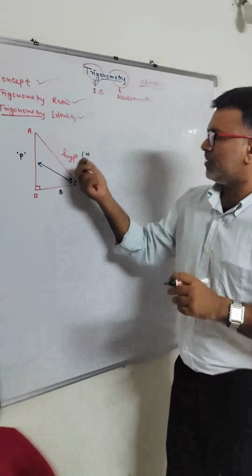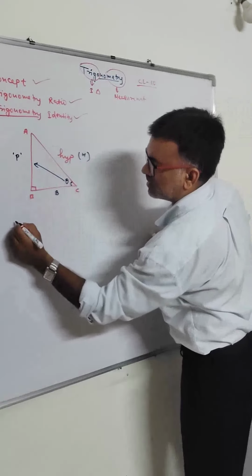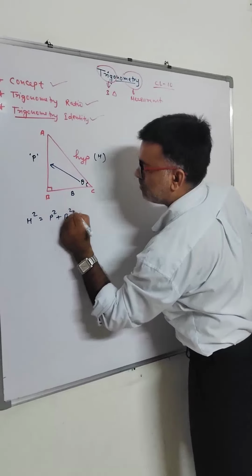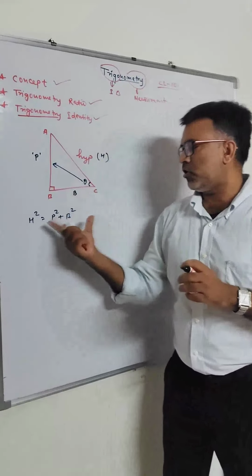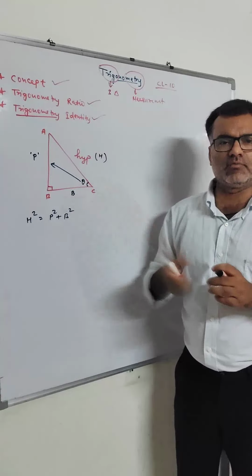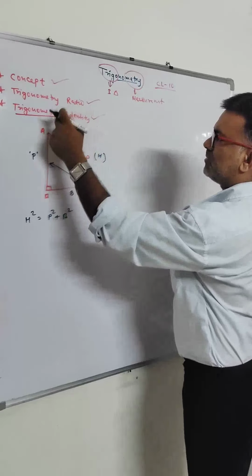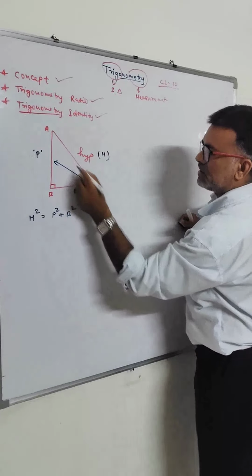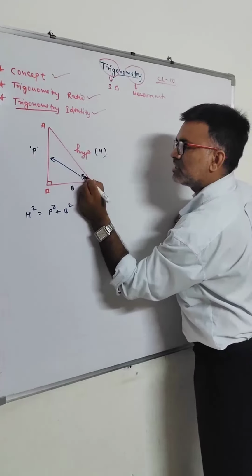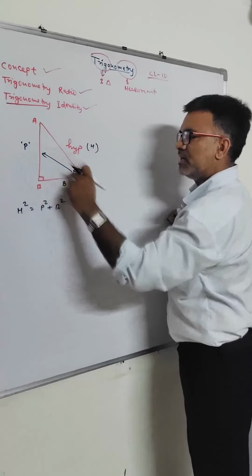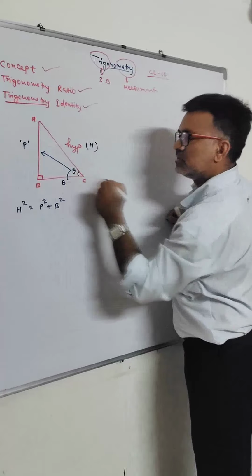According to Pythagoras, what can we write here? We can write H square is equal to P square plus B square. According to this only, we have some more formulas which we will see in our identities. But here I am discussing the concept. So in this chapter, when we write theta here, the side in front of it we call P. This is the perpendicular side, and adjacent to this is our base.